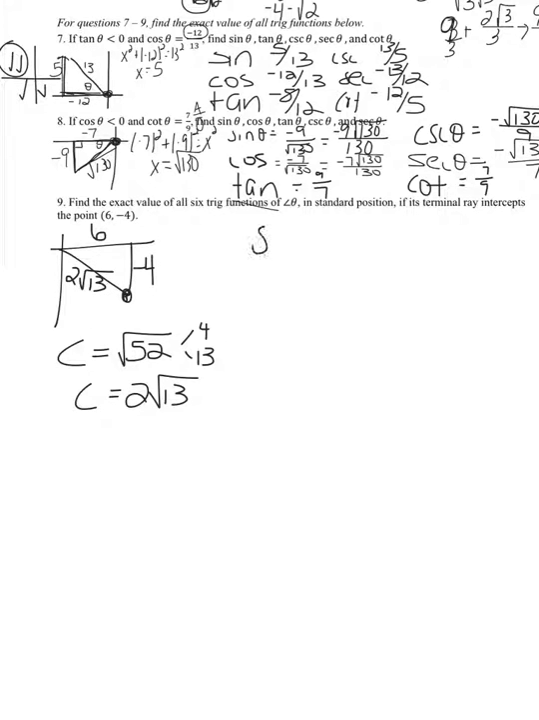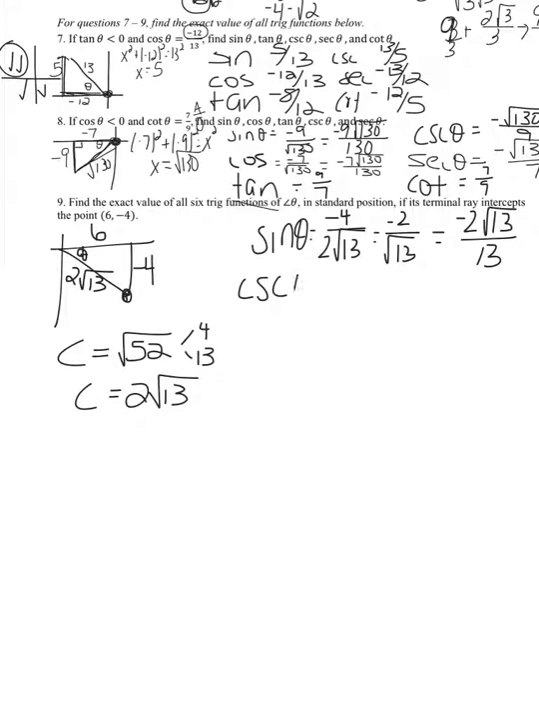So now I have to find all of them. Sine of theta is opposite, this is theta, opposite over hypotenuse. So that's really -2 divided by the square root of 13. But then when I clean that up, that's going to be -2 square root of 13 over 13. I don't want a radical in the bottom. So then its reciprocal, cosecant of theta. I'm going to flip this one here because it's easiest for me to flip that, is negative square root of 13 divided by 2.